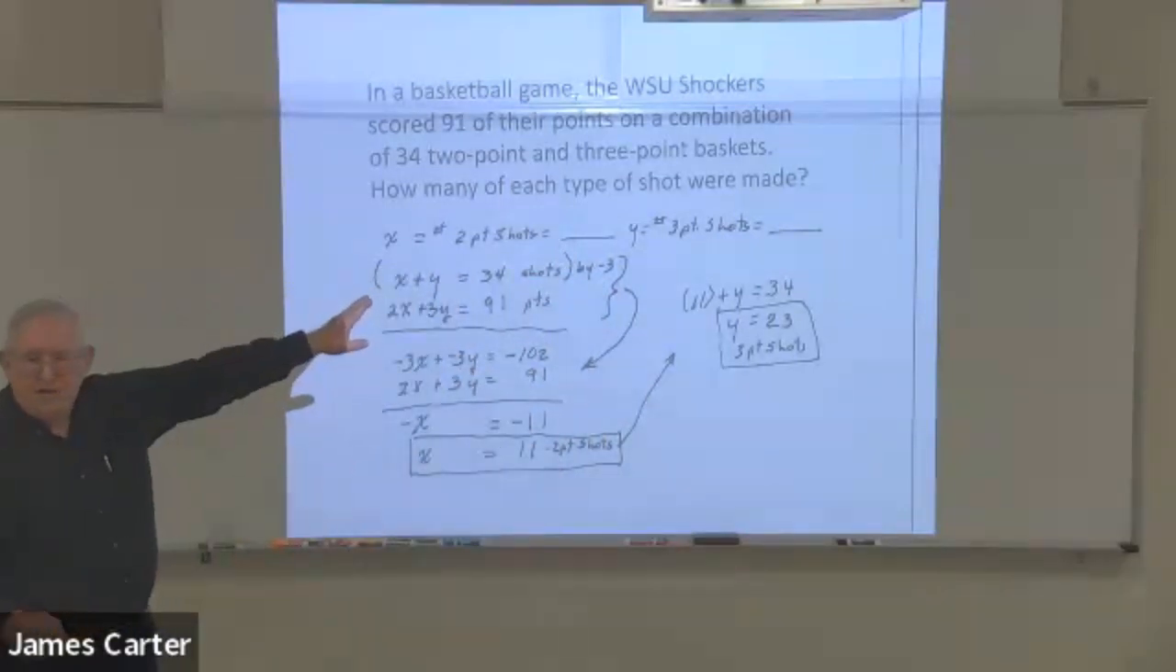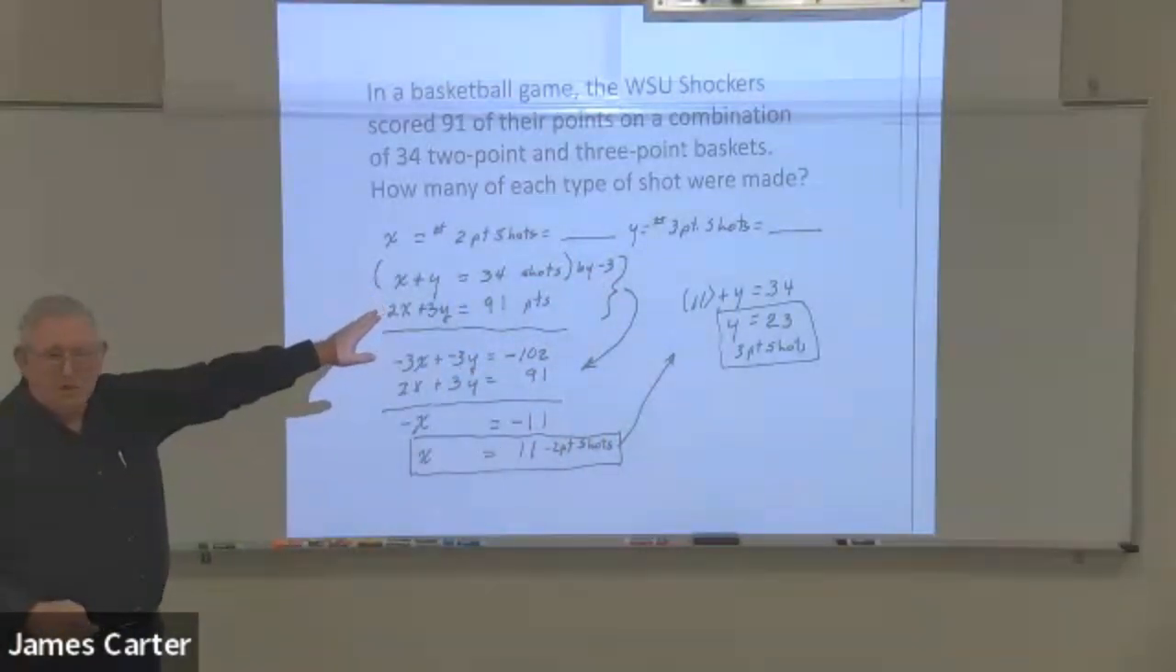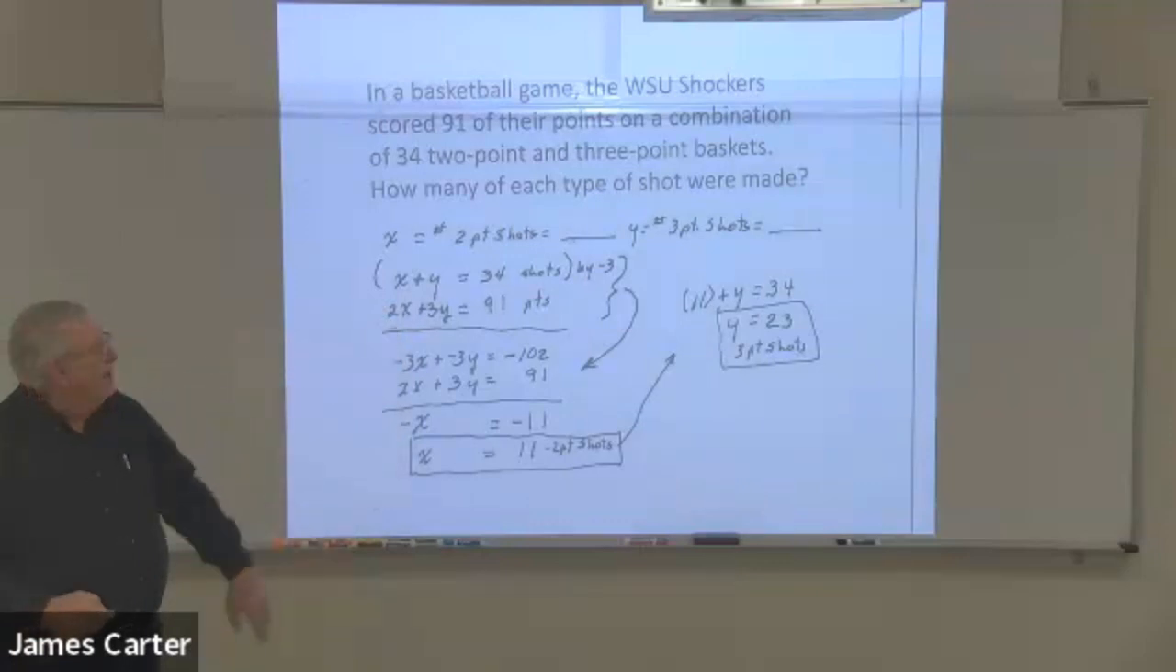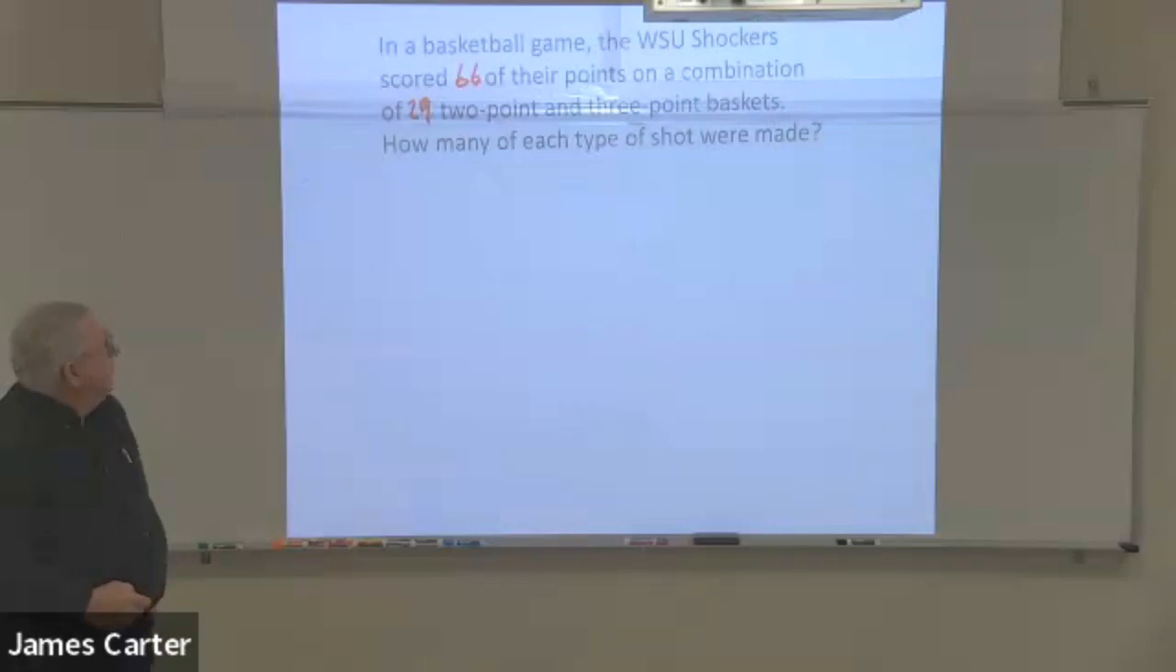Now let's look at a modification on this problem that wouldn't come up with such a goofy answer. Well, there, I put the numbers in. If I put the numbers this way, I'm going to get 2-point shots and 3-point shots. You work this one. Hint, it's worked just like the last one.